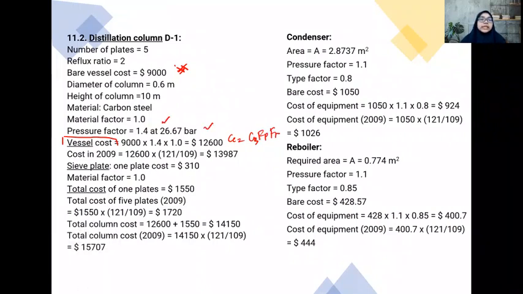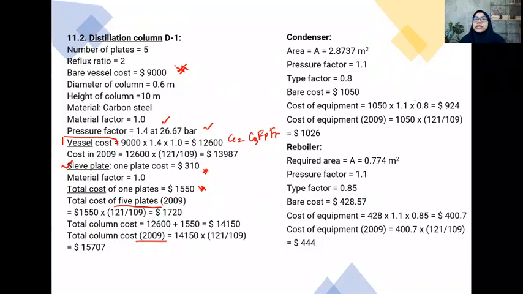Okay, since the distillation column is using sieve plates, the cost of one plate is given, and then using the material factor we can obtain the cost for one plate, and eventually it gives us the total cost for however many plates are required in the process. Then comparing it using the cost index gives the purchase cost of the distillation column in 2009.